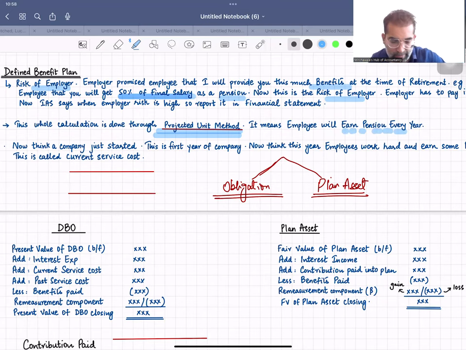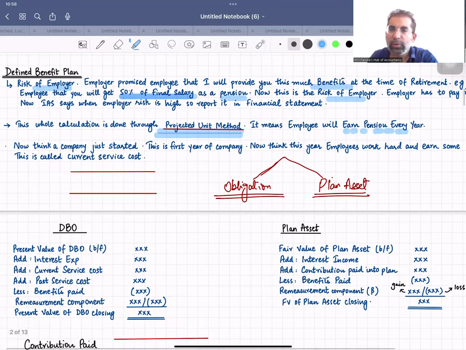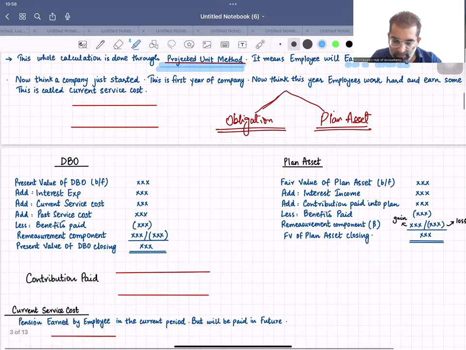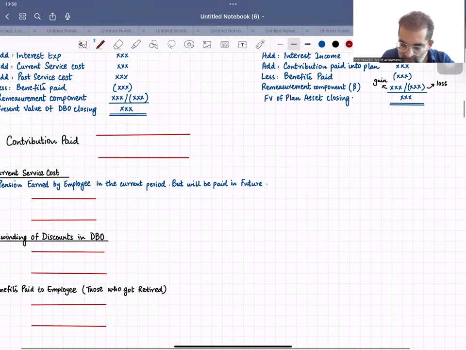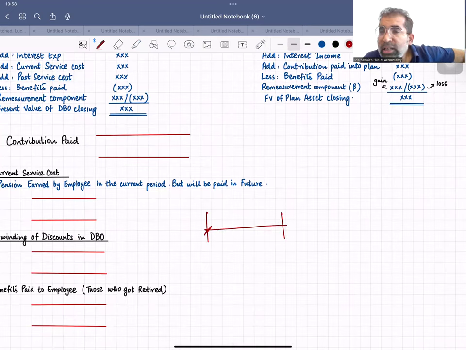Now, wait. I already told you we are going to maintain two accounts. One is the obligation account, which is called defined benefit obligation, DBO. And the second one is the plan asset account. Okay, right? Now, how are we going to start it? Listen, just think that an individual just joined today. We have no previous employees. We just hired the individual today, right? So this is the first year. So the employee was just sitting, not working hard.